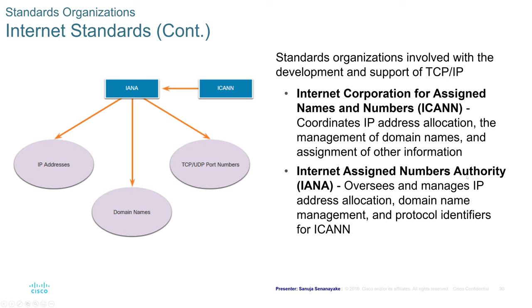The Internet Assigned Numbers Authority, or IANA, oversees and manages the IP address allocation, domain name management, and protocol identifiers for ICANN up here. So again, you can look at the left-hand side diagram and get a better idea of how it is operated. So we have ICANN here, and then you have IANA here, and together they control all of these items. Just remember this for the exam, because how it is handled does show up on Cisco exams.